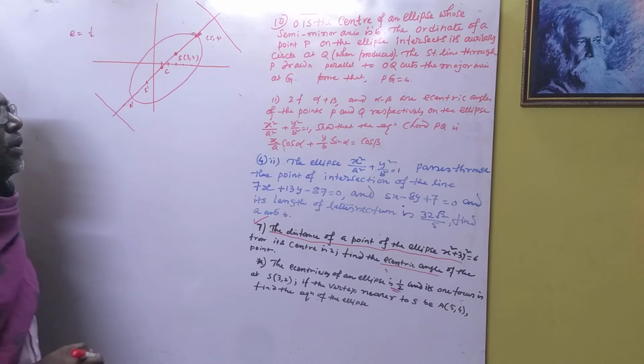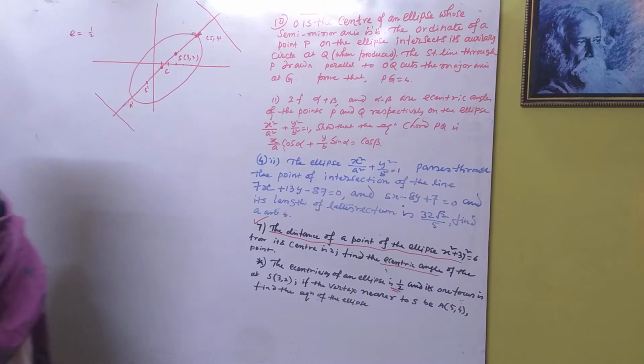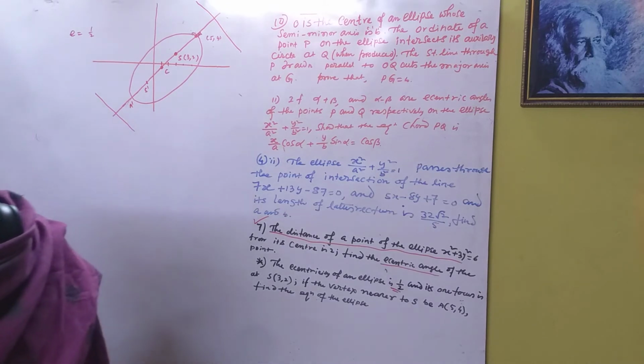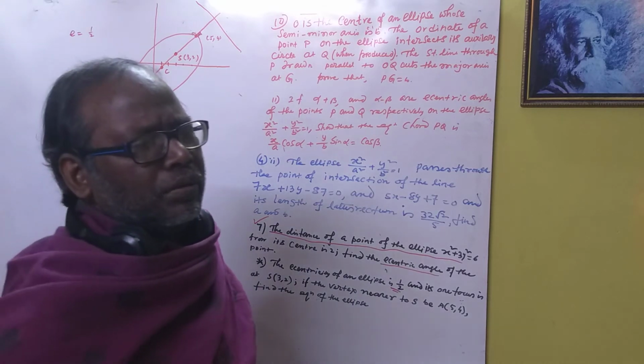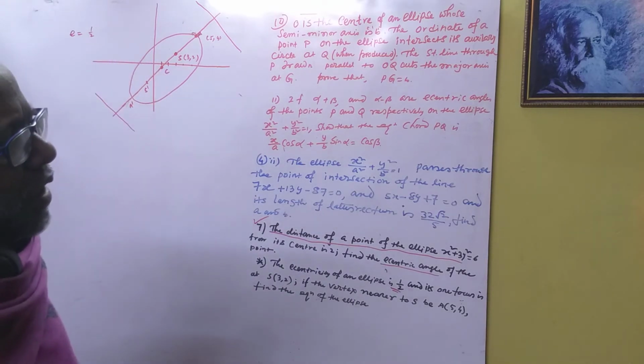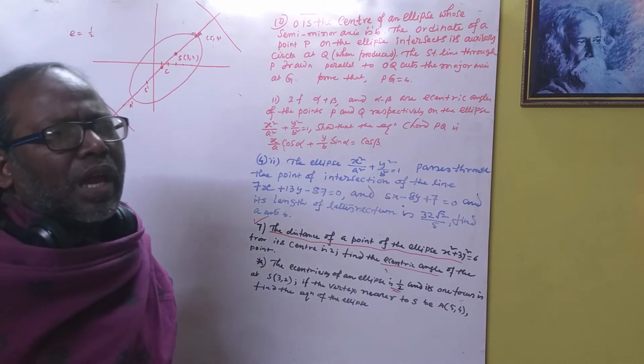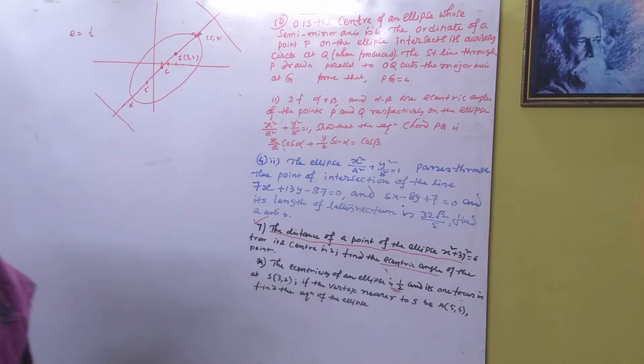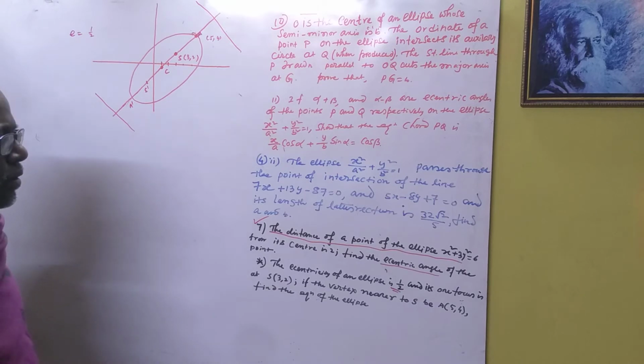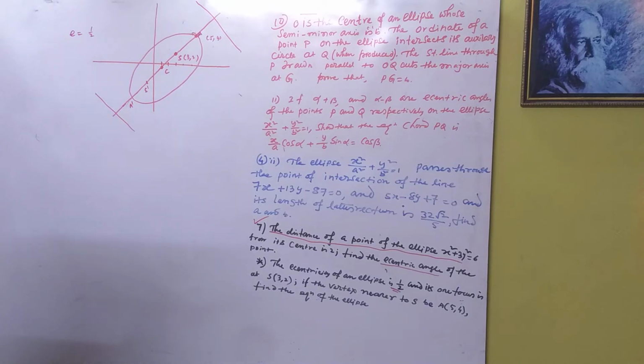So now we want to find the equation of the ellipse. For finding the equation of the ellipse, we always need the coordinates of the focus, the equation of the directrix, and a variable point P, which is (x, y). So now we want to find the equation of the directrix.